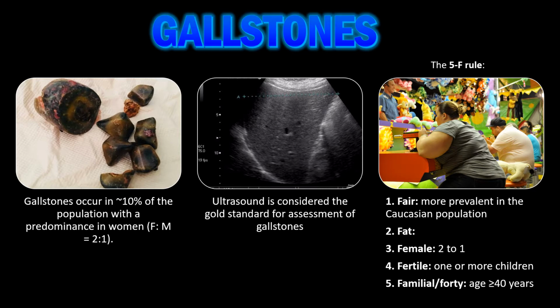And then there's the 5F rule. And this is who gets gallstones. This is the classic presentation. Someone who's fair-skinned, white or Caucasian, fat or morbidly obese, or high BMI index. Don't have to be morbidly obese, but obese. Female, again, 2 to 1 predominance. Fertile or multiparous, meaning having more than one child. And then over the age of 40, or a family history of some type of disease that gives you a predisposition to gallstones.